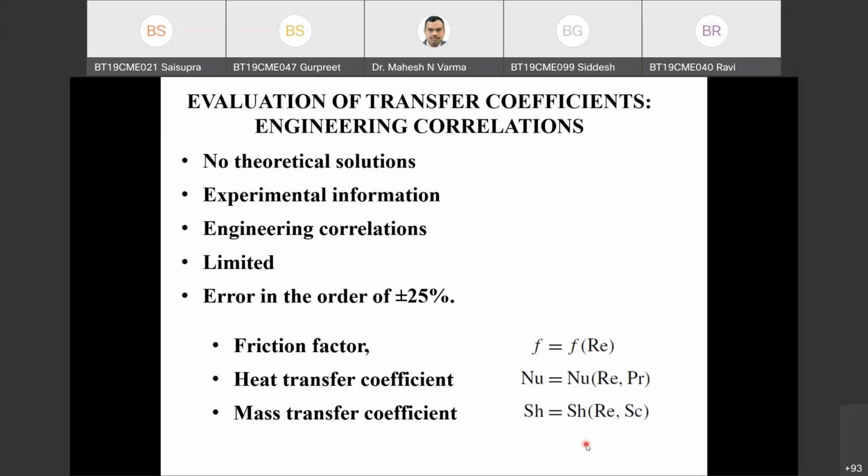So what are engineering correlations? They are generalized equations available to get the transfer coefficient in heat transfer, mass transfer, and momentum transfer. So briefly, what is the limitation of engineering correlation? Anybody has anything to discuss over this point?